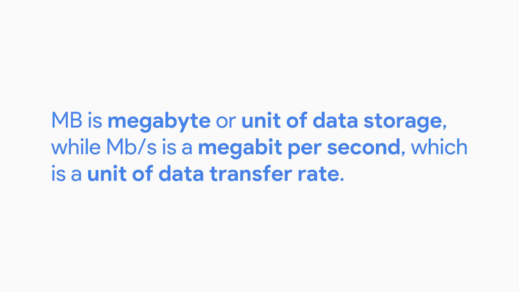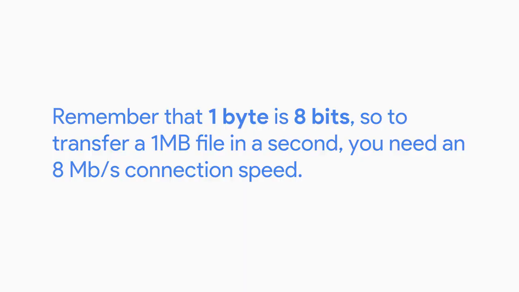These are actually different units. MB is megabyte, a unit of data storage, while capital M, lowercase b, /s is a megabit per second, which is a unit of data transfer rate. People often mistake a speed of 40 megabits a second to mean that you can transfer 40 megabytes of data per second. Remember that 1 byte is 8 bits, so to transfer a 1 megabyte file in a second, you need an 8 megabits per second connection speed.